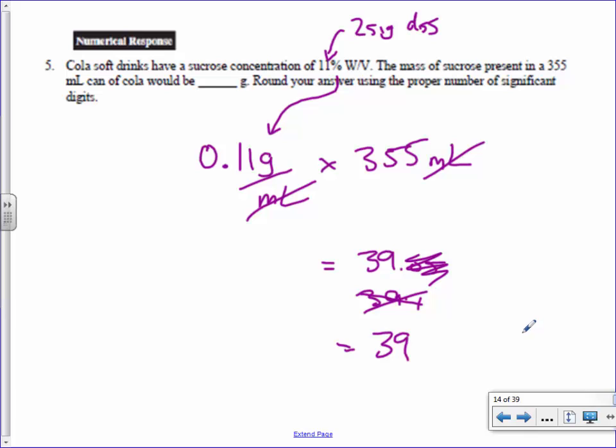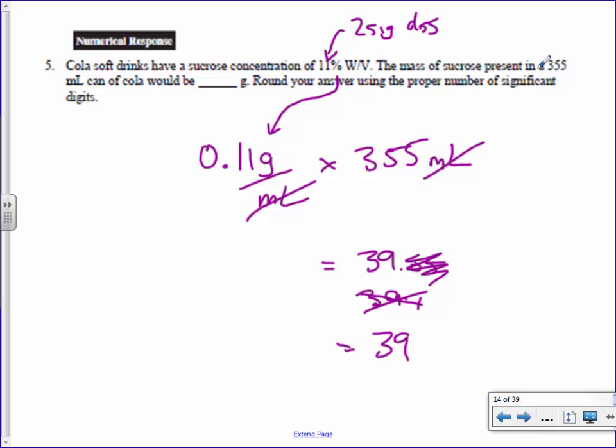By the way, for context, that's terrifying how much sugar is in a can of pop. Think about that for a second. If it actually is 11% weight over volume, and this is just like a regular little can of pop, that's 39 grams of sugar in there.